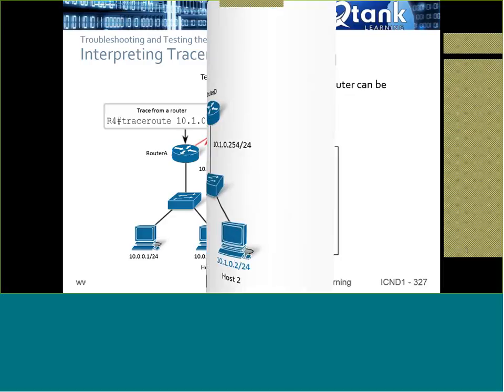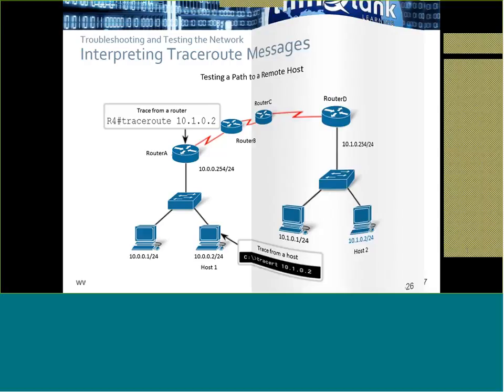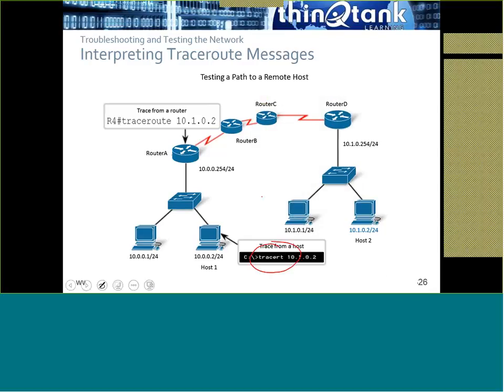So from a Cisco router, we do Traceroute. From a PC, we do Tracert, which is also Traceroute. But here's the thing about Traceroute. I already told you guys how Traceroute works, right? Do you remember how Traceroute works? Traceroute, go ahead. We're manipulating the time to live. Traceroute is a ping where the time to live value is being modified.